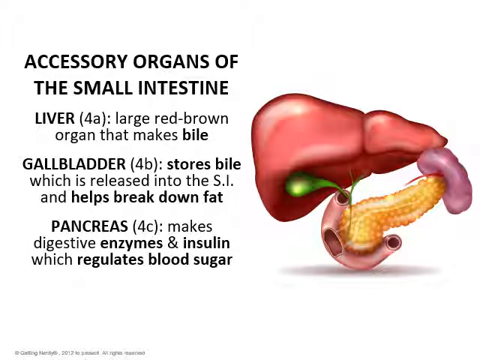Now, let's investigate some important accessory organs that are needed for the small intestine to do its job. First, we have the liver. The liver is a large red-brown organ that makes bile. Then we have our gallbladder. The function of our gallbladder is that it stores bile, which is released into the small intestine and helps our small intestine break down fat. Lastly, we have the pancreas, which makes digestive enzymes and insulin, which helps regulate blood sugar.